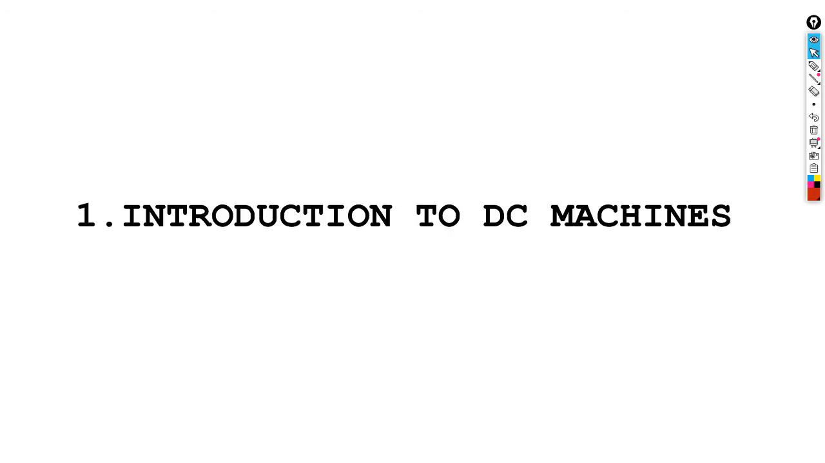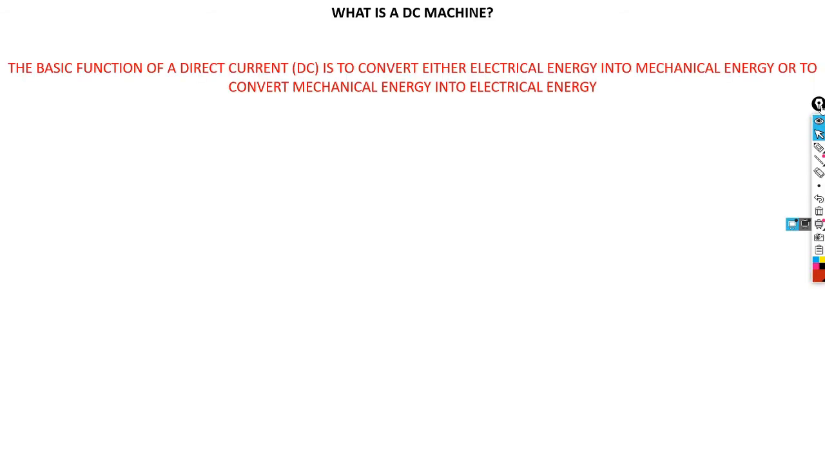So, talking about the introduction to DC machines: what is a DC machine? The basic function of a DC machine is the first thing that we should note. We use direct current to convert electrical energy into mechanical energy, or to convert mechanical energy into electrical energy.